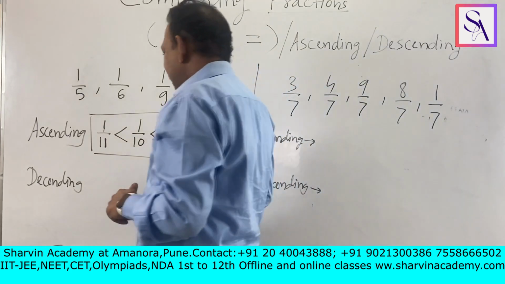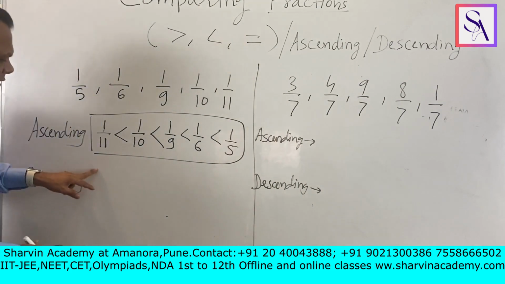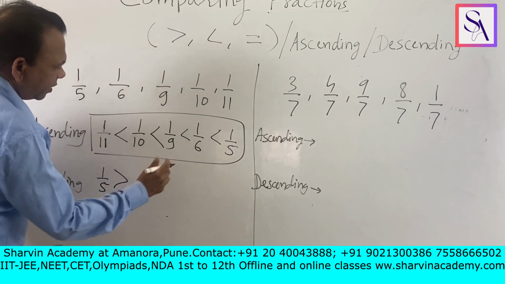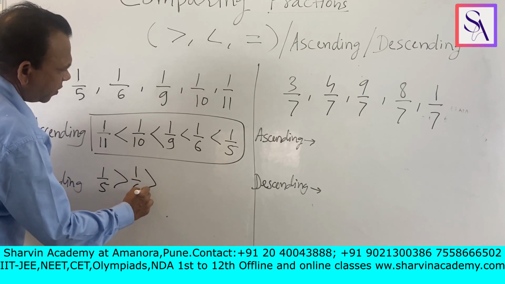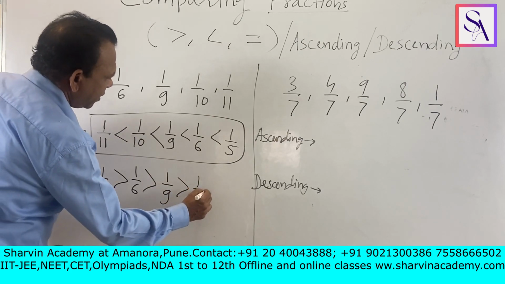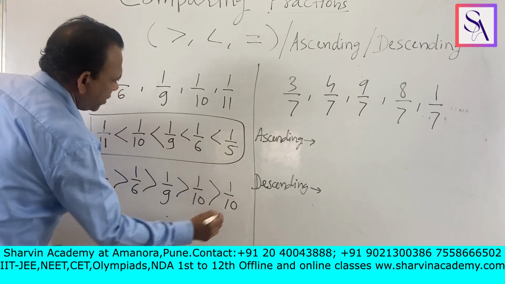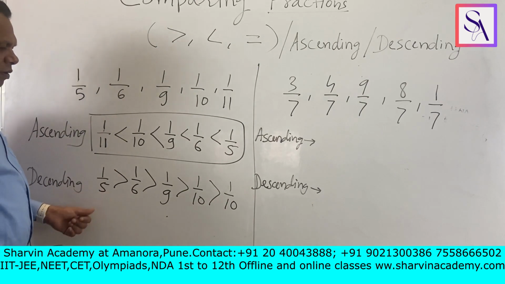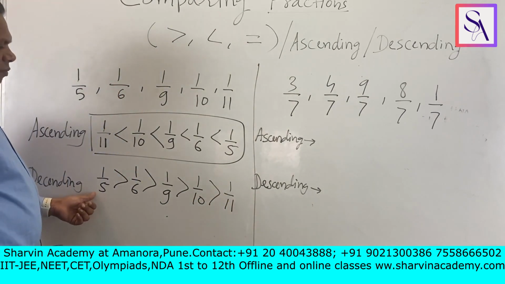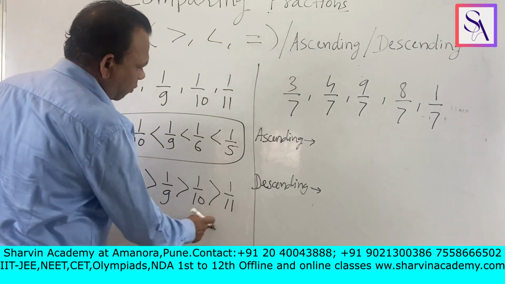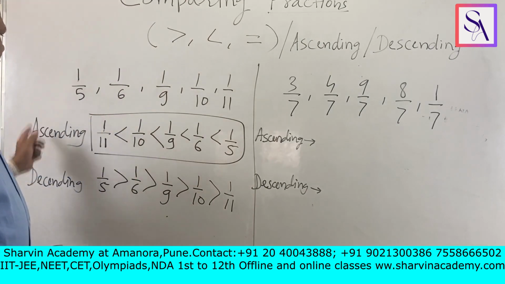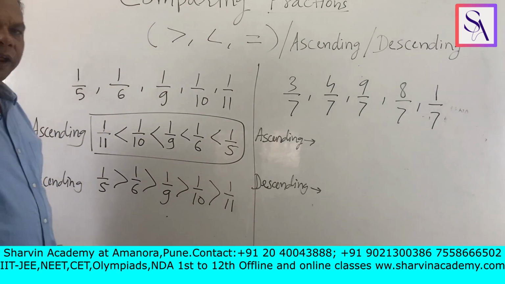So of course descending will be reverse. So I have to write the bigger one first. The biggest one is 1/5. Then the next bigger one is 1/6. Next 1/9. Next 1/10. Last 1/11. Here also the biggest one is 1/5 and the smallest one is 1/11. So this is how you can write ascending and descending fractions.